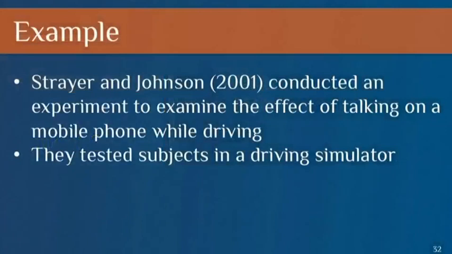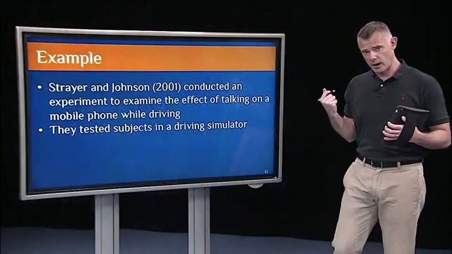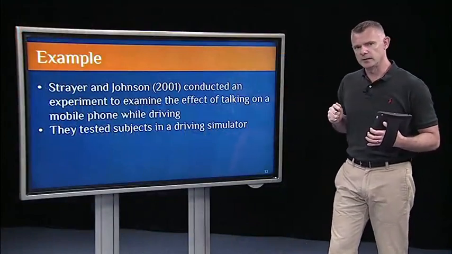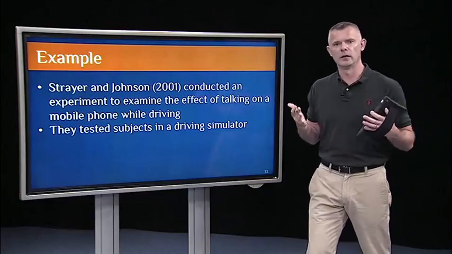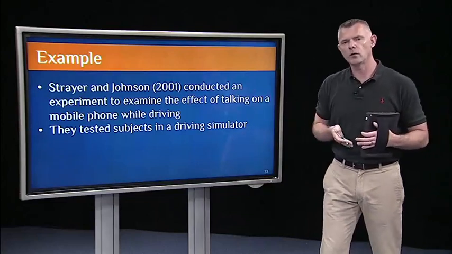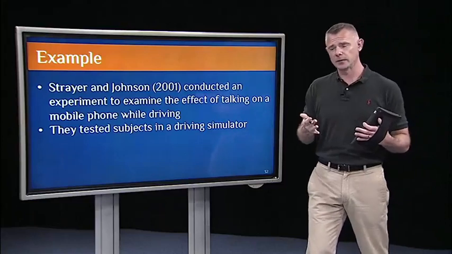In this segment, we'll do a full example of a factorial ANOVA and look at the output in R. So I'm going to stick with this example that I outlined in the first segment on the effect of talking on a cell phone while driving. One of the first studies that was done on this topic was published by Strayer and Johnson in 2001. It's a seminal paper that set the stage for a whole line of research over the last 10 years on this topic.